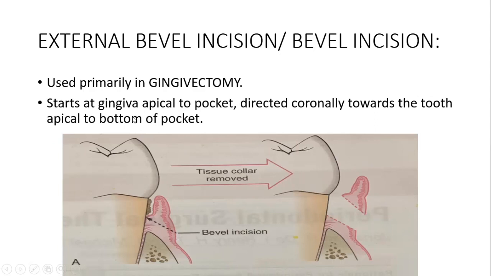It's very confusing if you read it at first, but if you follow this picture, it becomes really easy. It says apical to the pocket, directed coronally towards the crown, and apical to the bottom of the pocket. Here you can see the incision has occurred, and this part of the gingiva is separated. So it's used in gingivectomy, where you are removing a surface of gingiva. Excision of the gingiva is occurring.